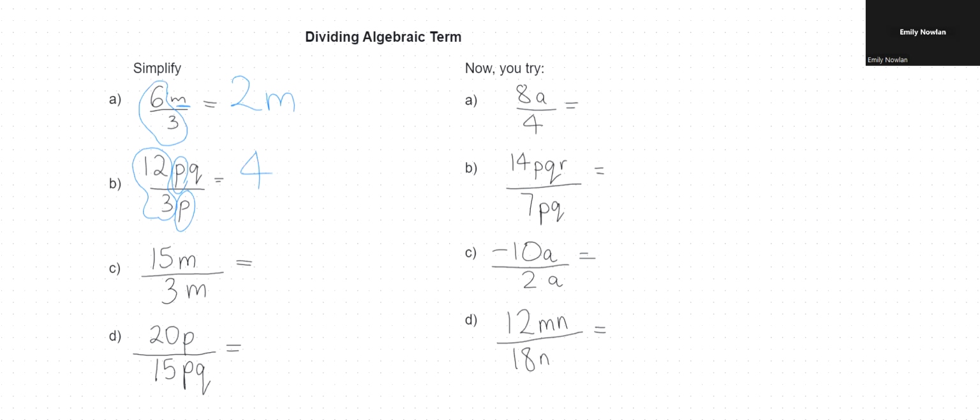20 divided by 20 is 1. 6 divided by 6 is 1. P divided by p is 1. So they just disappear. And so what are we left with? Just the q. Okay, next one.